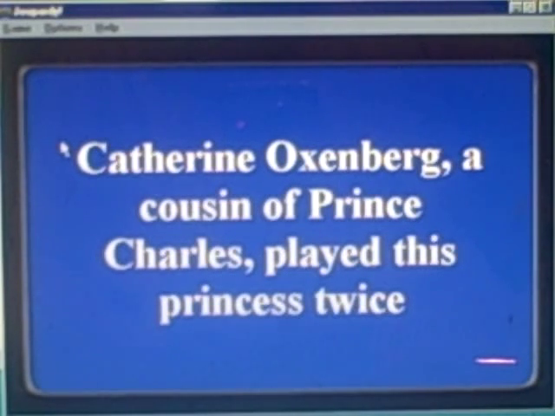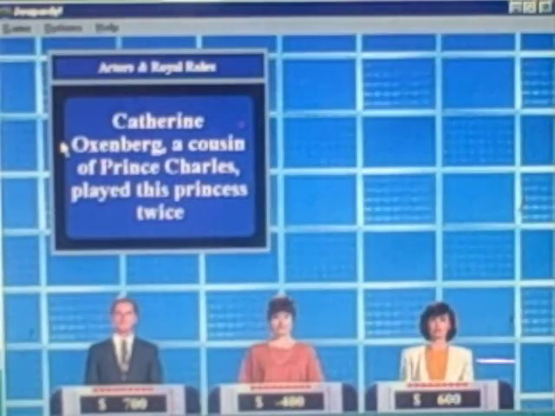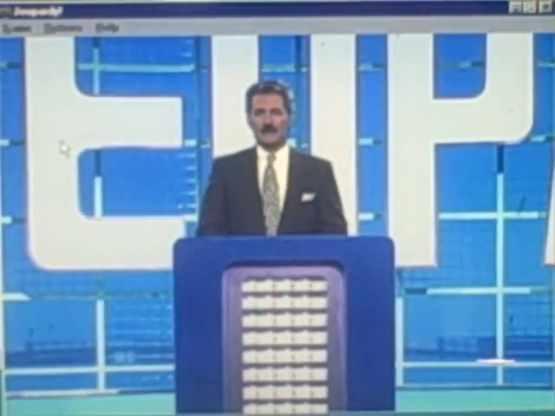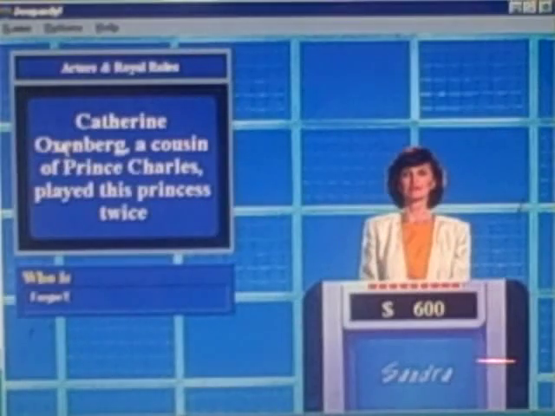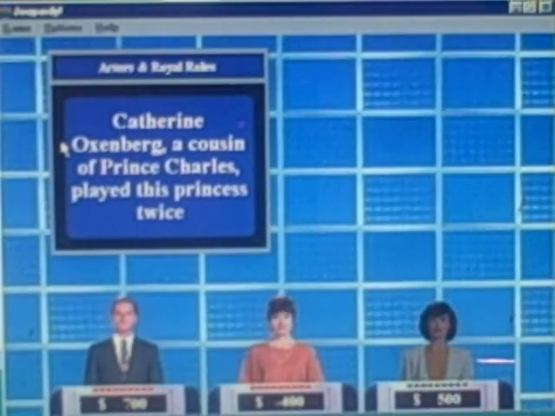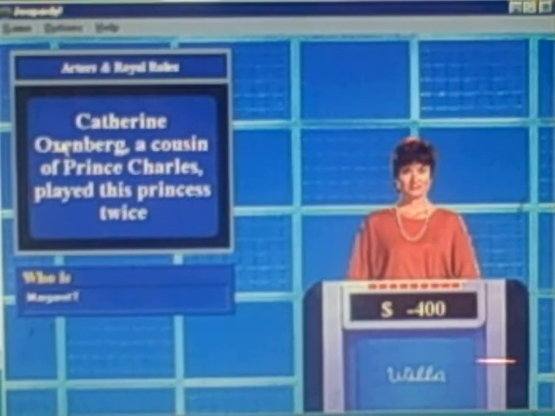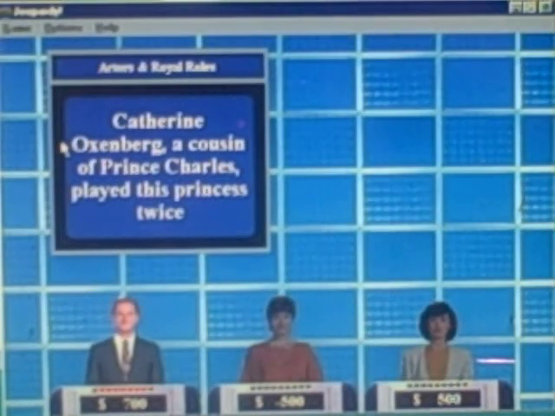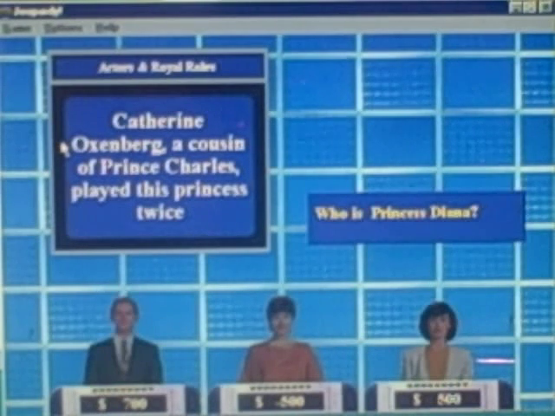Catherine Oxenberg, a cousin of Prince Charles, played this princess twice. Fergie? Oh, sorry, wrong, that's not right. Margaret? No, sorry, that's not right. You fail. Princess Diana.